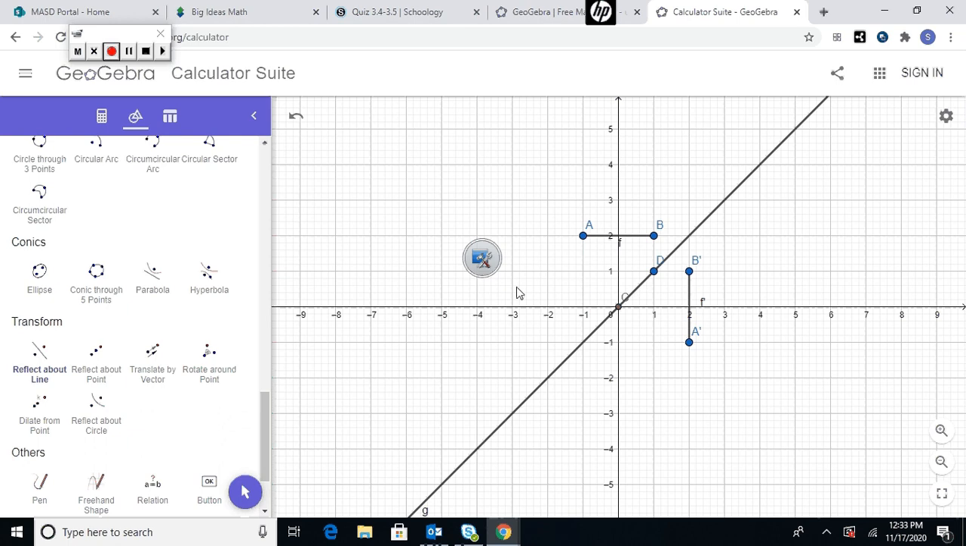So the cool thing about reflecting in the line y equals x is look what happens to your points. B is at 1, 2. B prime is at 2, 1. A is at -1, 2. A prime is at 2, -1. So essentially your x and y values just flip-flop whenever you reflect in the line y equals x.